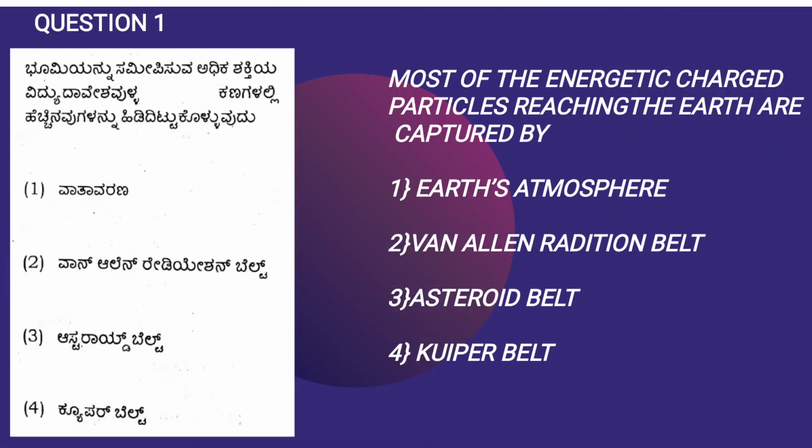The first question being, most of the energetic charged particles reaching earth are captured by. If you want to read the question in Kannada, the same has been provided in the slide. You can pause the video, check the question and try to understand what they are asking. Here the options are Earth's atmosphere, Van Allen radiation belt, asteroid belt, fourth one Kuiper belt. The answer here is Van Allen radiation belt. Do remember, the answer is Van Allen radiation belt.